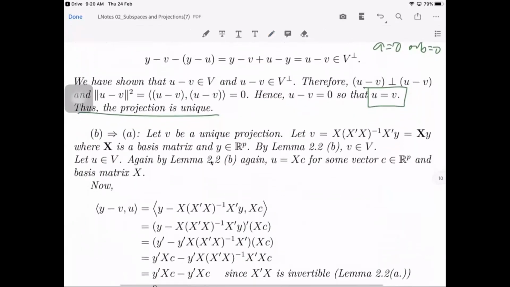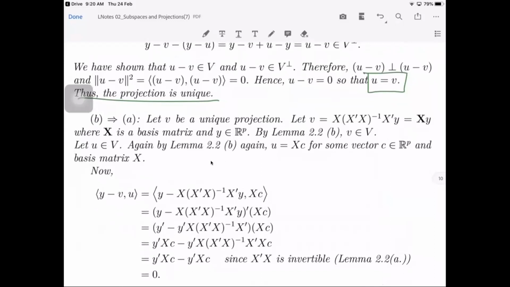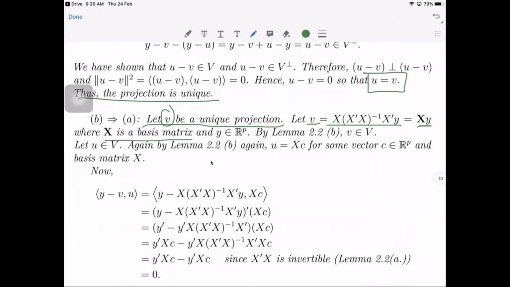Okay. Now, let's do the other way around. Let's suppose that the projection is unique. So if it is unique, let us assume that that unique vector is x prime x inverse x prime y, or you can write it in that manner, where x is a basis matrix for V and Y is in R^p.